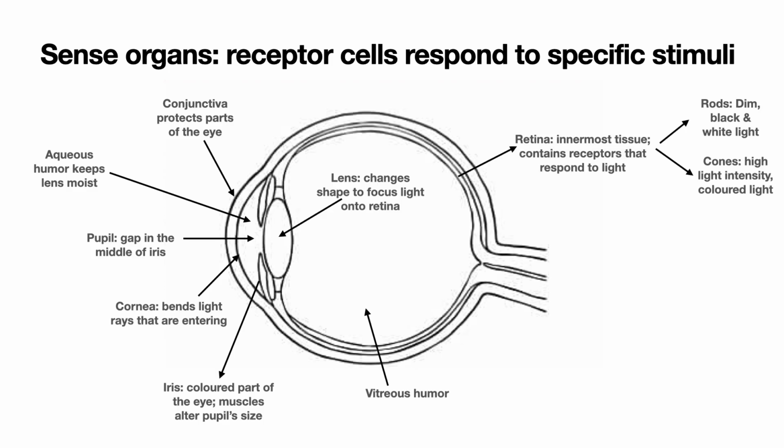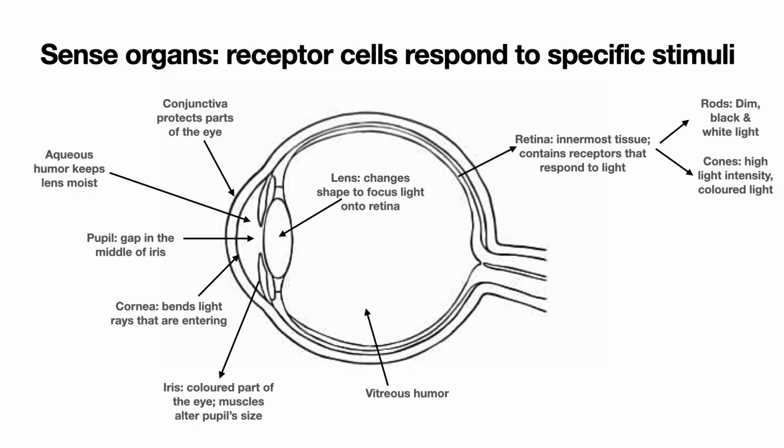The retina is the innermost tissue of the eye and contains receptors that respond to the light. The retina is the main tissue which contains receptor cells which are going to respond to the stimuli. Other parts of the eye are simply there to either protect the retina or to focus light onto it.